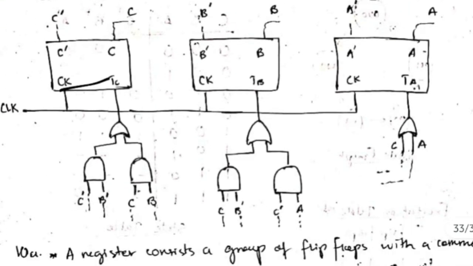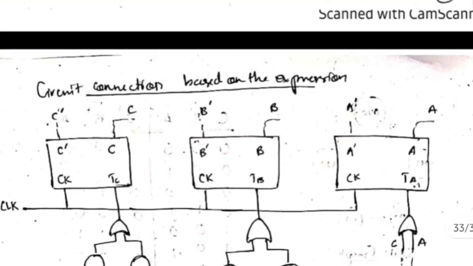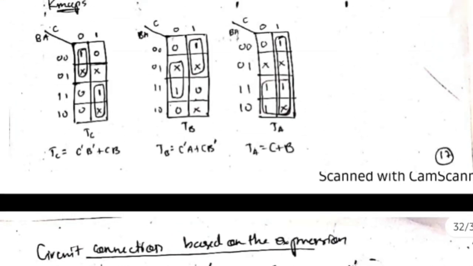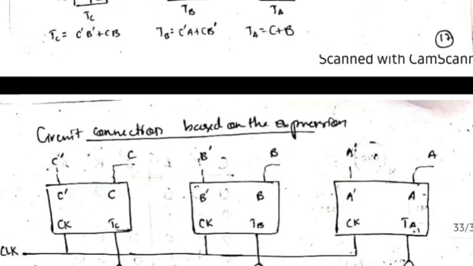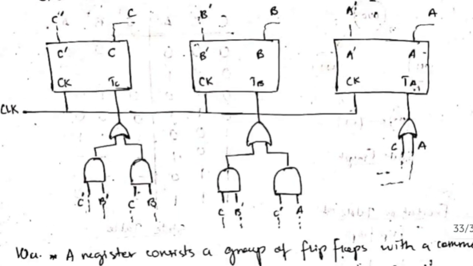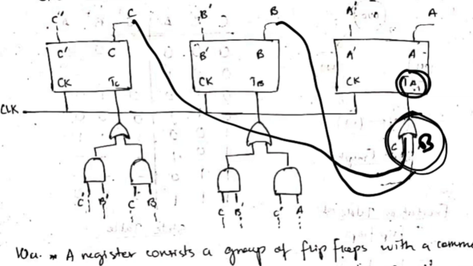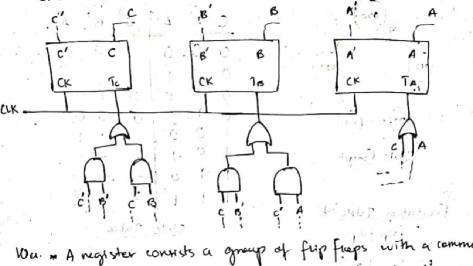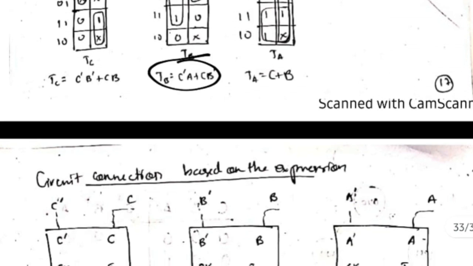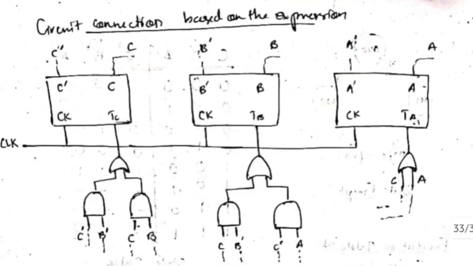These are the three flip-flops which are TC, TB and TA, and you'll make the connection accordingly. See here, for the first one, TA is C plus B, so it's actually B here. It's not A, it's B actually. So for TA, what's the input? C or B, right? So C will be connected with C here, and B will be connected with B here. So this is the input for TA. Similarly you will do for TB and TC according to the equation which you have got here. And that's the circuit connection.